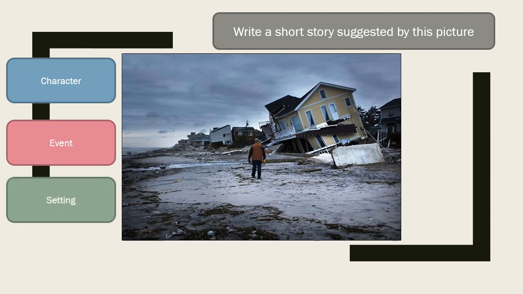The setting may be exactly what you see in front of you, or it may not be. It could be before this happened. It could be going back into the past when that house wasn't collapsing. It could just be inspired by the idea of some kind of decaying place that was once inhabited.